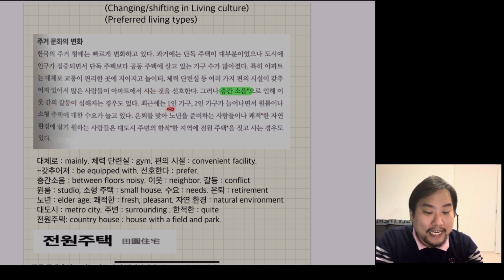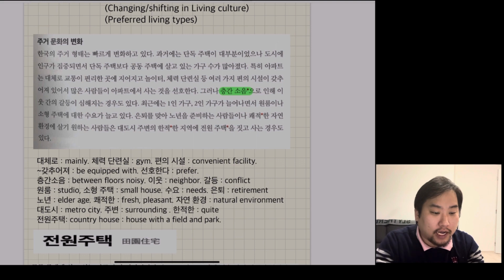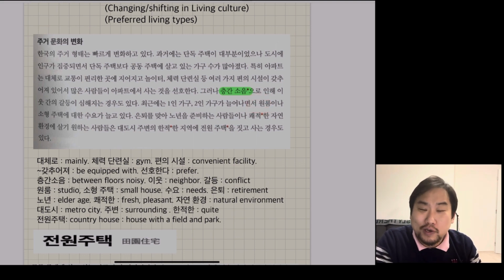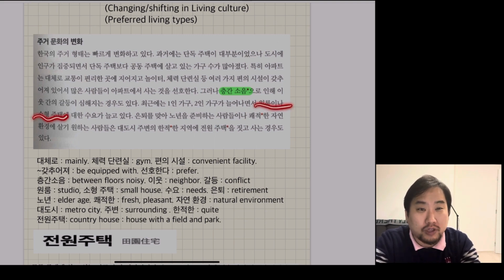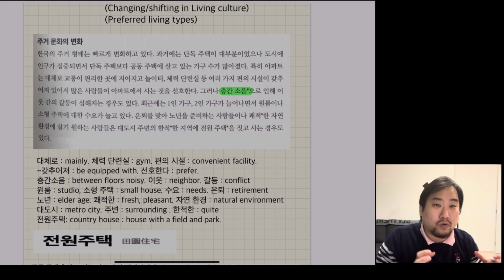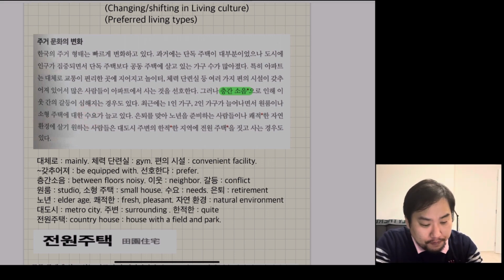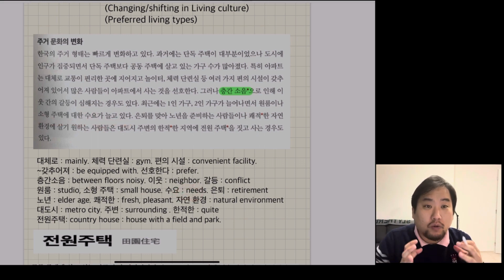최근에는 nowadays 1인 가구, single person family, or two-person family, usually without kids, or like a lesbian couple or gay couple, something like that. So 1인 가구, 2인 가구가 늘어나면서 so there is an increasing number of 1인 가구, 2인 가구, 원룸. 원룸 is a Konglish like a studio. 원룸이나 소형 주택, small houses, 소형 아파트에 대한 수요. 수요 is needs. There is increasing needs for their small houses like a studio or small apartment.